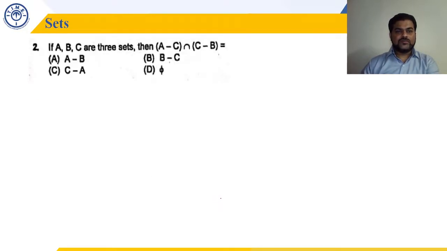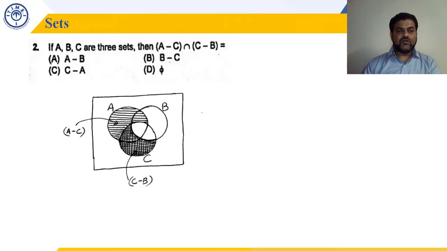Let's look at this. We'll solve this using the concept of Venn diagrams, and we'll easily see how we can get the answer. A, B, C are 3 sets, and we have to look for A minus C intersection C minus B. What will be A minus C? A minus C will be all the portion which belongs to A but not to C.